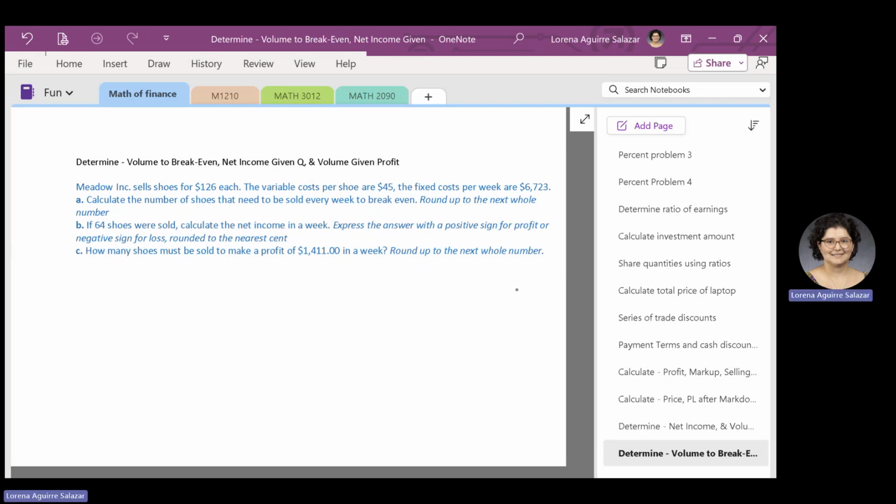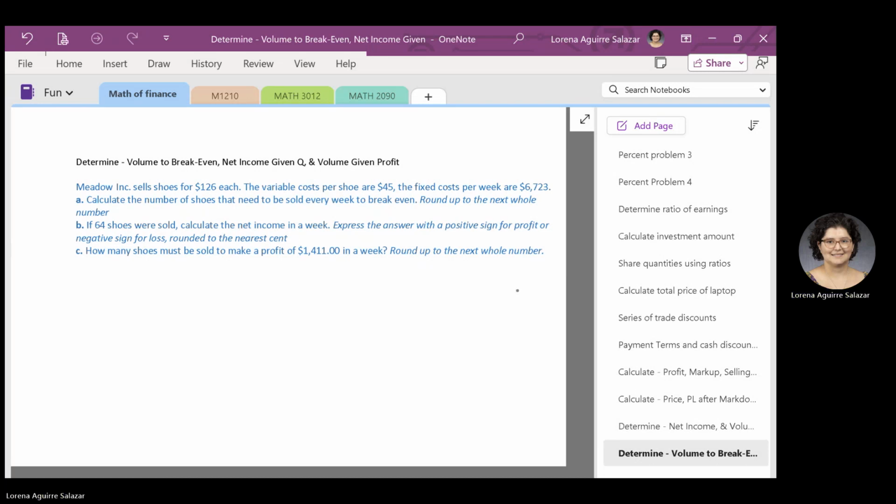Meadow Inc. sells shoes for $126 each. The variable costs per shoe are $45, while the fixed costs per week are $6,723. There are three parts. Calculate the number of shoes that need to be sold every week to break even. And we need to round up the answer to the next whole number.